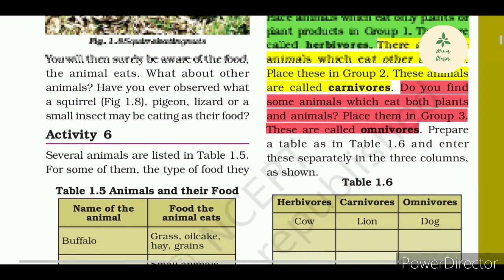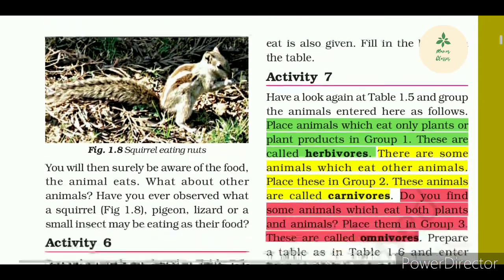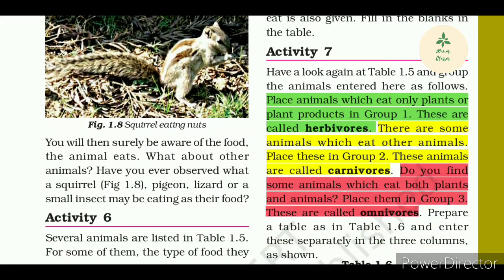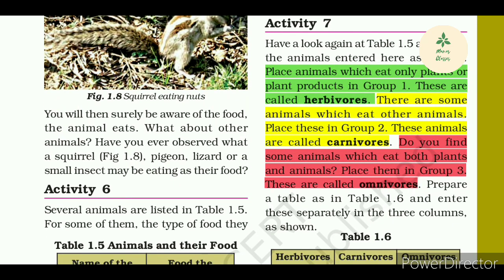Now we are coming to the last point of this chapter, which is very important. 100% there is a question from these few lines. I mark this line, so go through it very carefully. Place animals which eat only plants or plant products in group 1. These are called herbivores. Animals which eat only plants or plant products are known as herbivores.